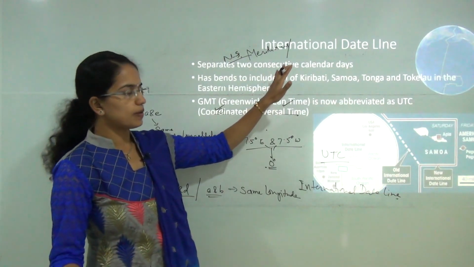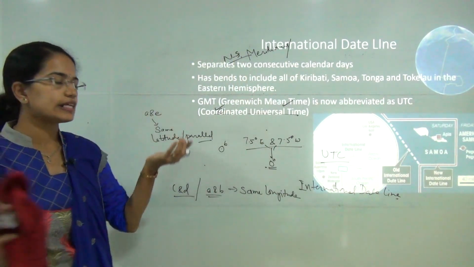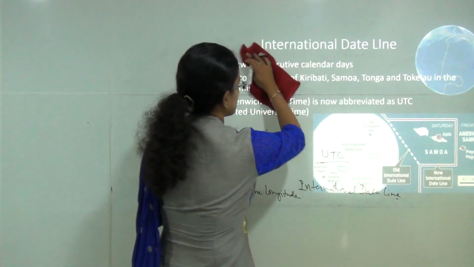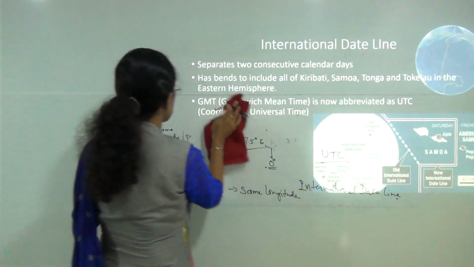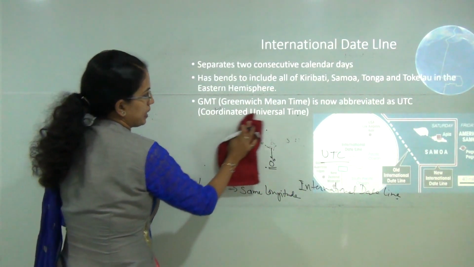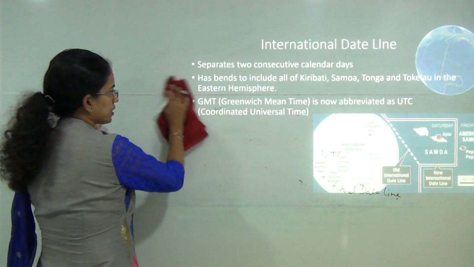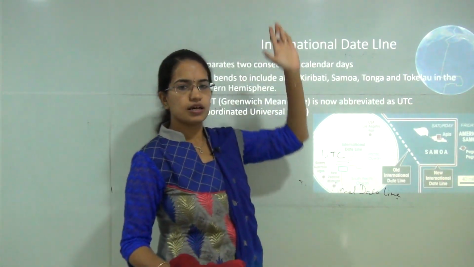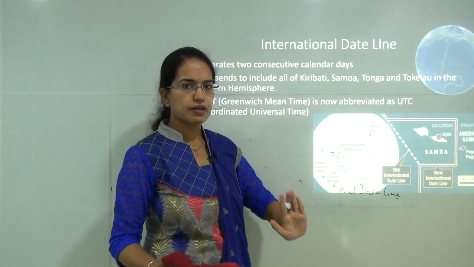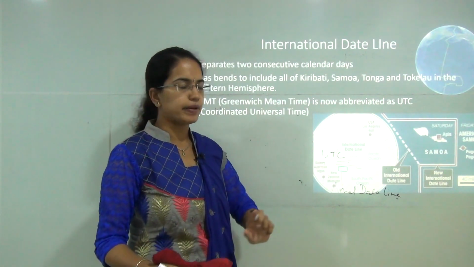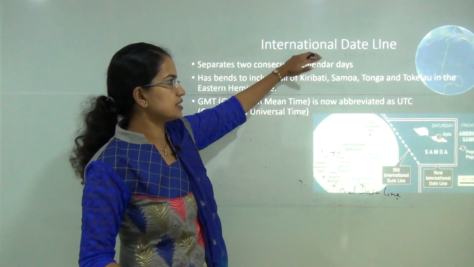Now as we talked about the International Date Line, which is at 180 degrees, this separates two consecutive calendar days. Now this line has been bent. Originally all the meridians that we talk about run in a perfect line, and they do not have any bends except the International Date Line.